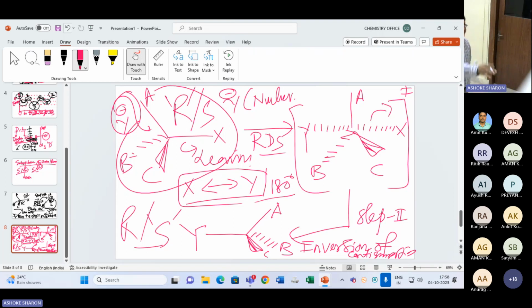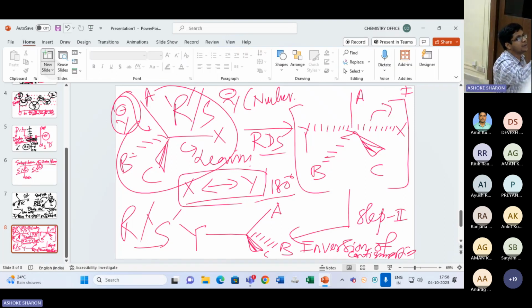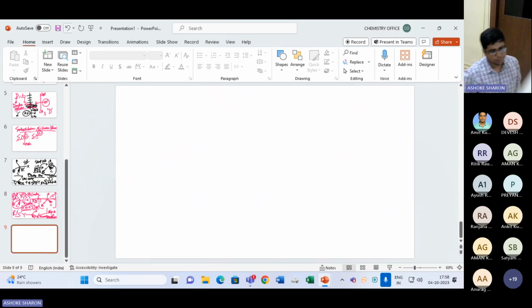So this is a very interesting one. Inversion of configuration. How is inversion taking place? Clear? So this is the basic condition for nucleophilic substitution SN1 and SN2 reactions. There are a lot of factors. In your exam, many times such kinds of problems arrive.